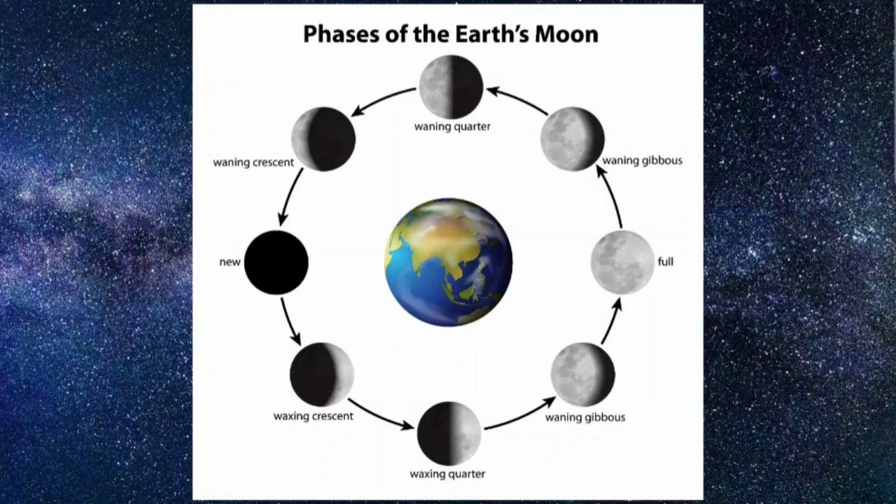The next one is the waxing gibbous moon. Almost a full moon, except the fact that it's just a little more in front of the first quarter. So yeah, it's mostly there.